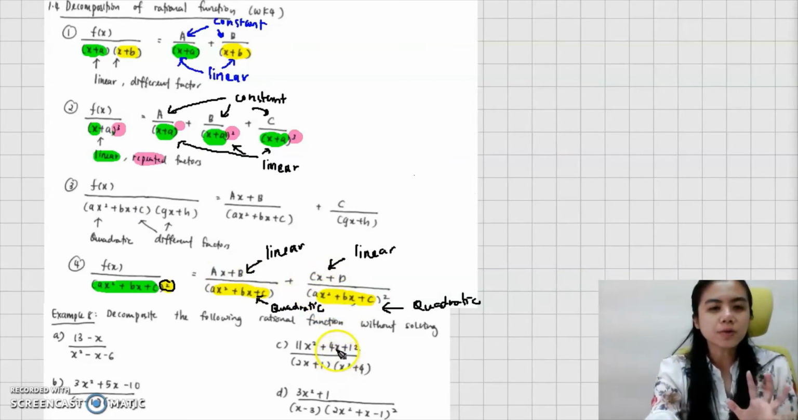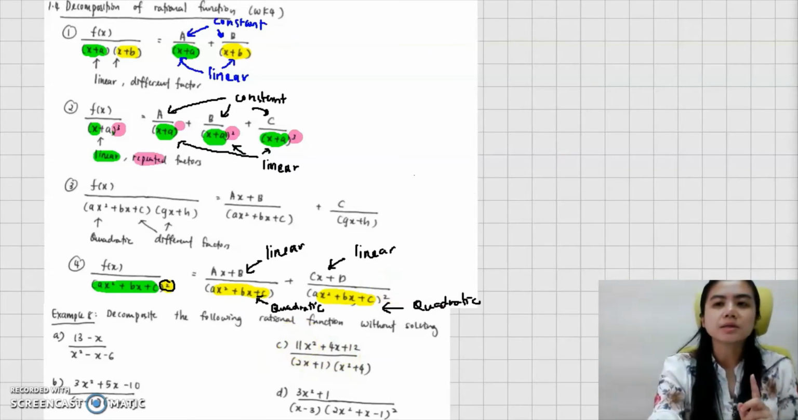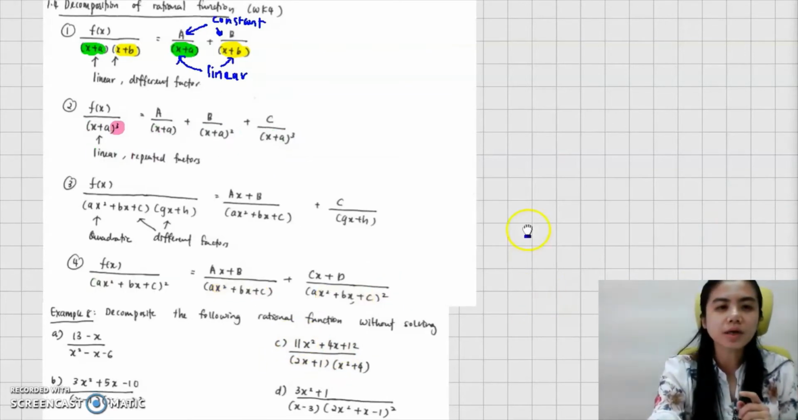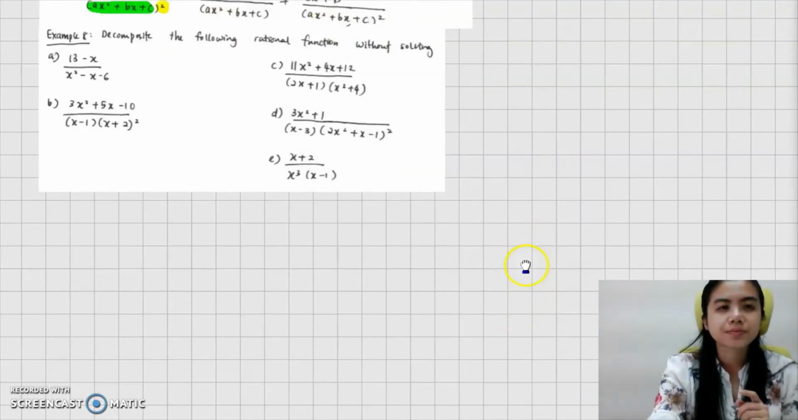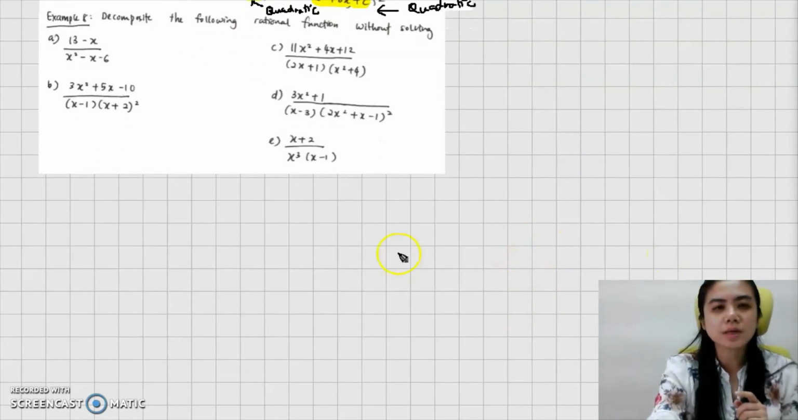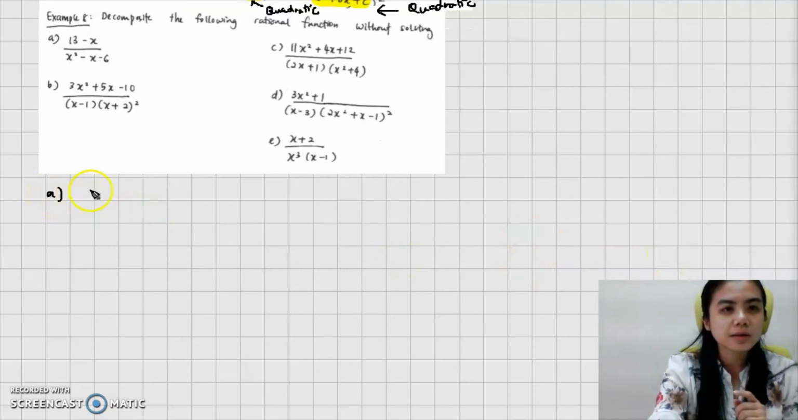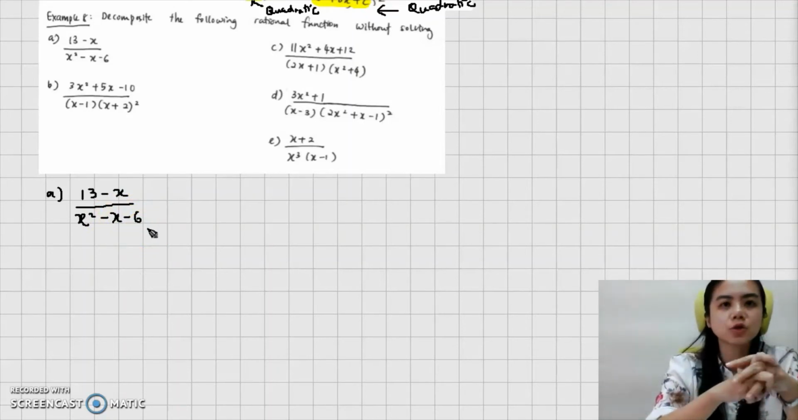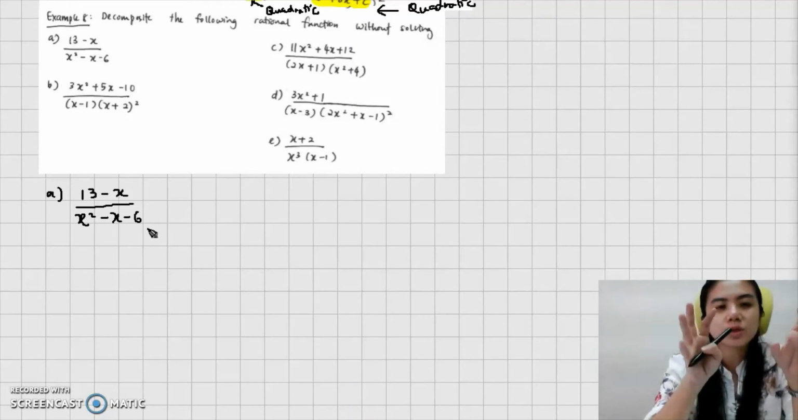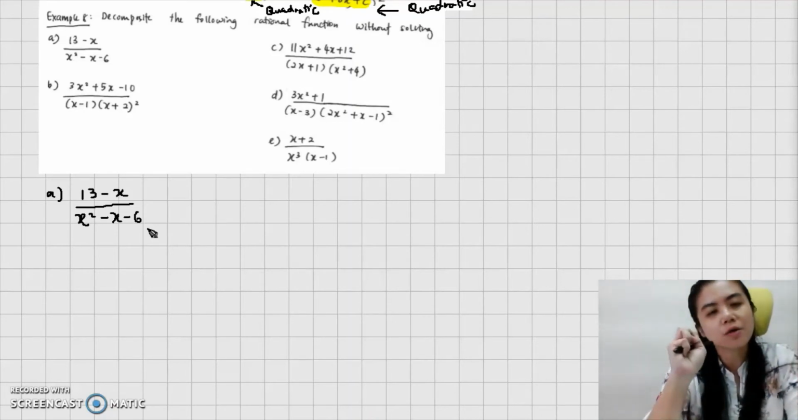Why don't we look at the example directly? Maybe you will understand this more. So let's look at example 8a. For example 8a, the question asks you to decompose the function without solving. We do not want to solve. In this case, we just want to know how to decompose a function correctly.